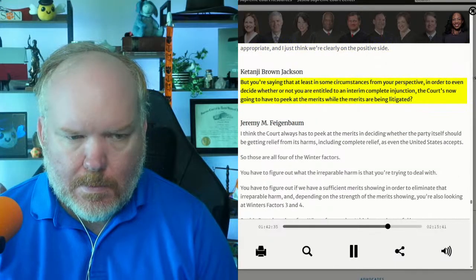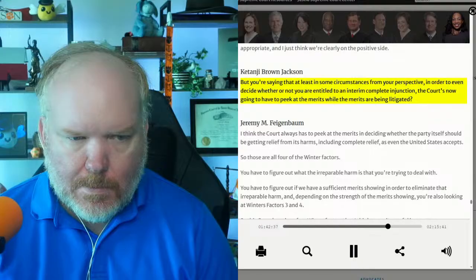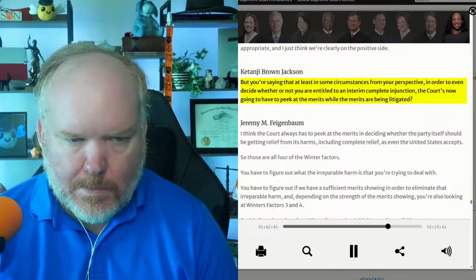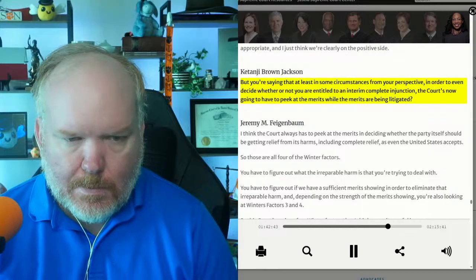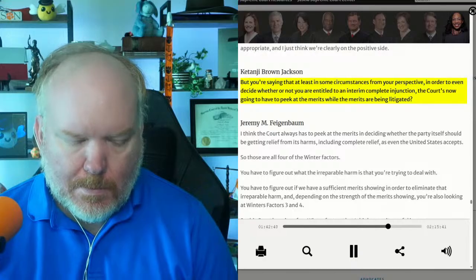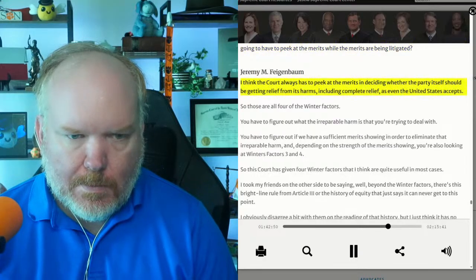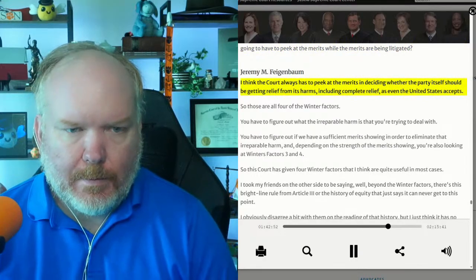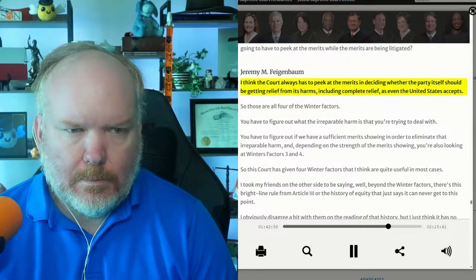But you're saying that at least in some circumstances, from your perspective, in order to even decide whether or not you are entitled to an interim complete injunction, the court's now going to have to peek at the merits while the merits are being litigated. I think the court always has to peek at the merits in deciding whether the party itself should be getting relief from its harms, including complete relief, as even the United States accepts.